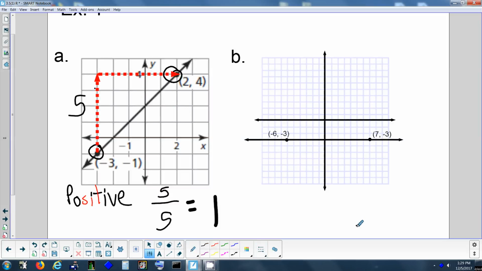And if I look at my line, I go up 1 over 1. Up 1 over 1, up 1 over 1, up 1 over 1, up 1 over 1. And I stay right on that line. Alright? This one.